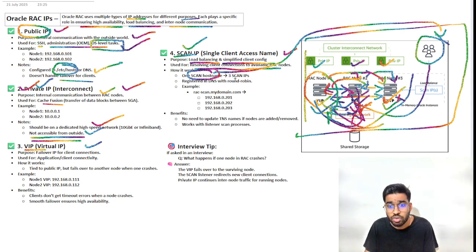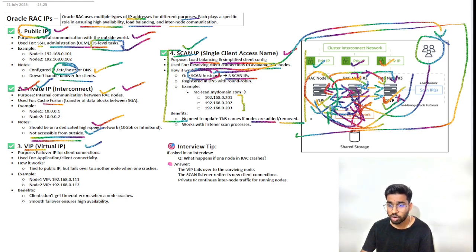and behind the scenes there will be 3 SCAN IPs. Usually it is 3, but it can also be 4, 5, anything. These are responsible for load balancing and simplified client configuration. The main benefit of the SCAN IP is that there is no need to update TNS names if nodes are added or removed in the cluster. It works with the SCAN listener processes.